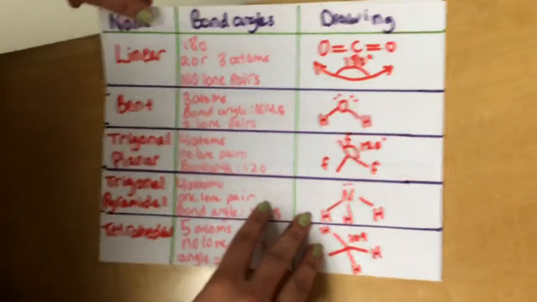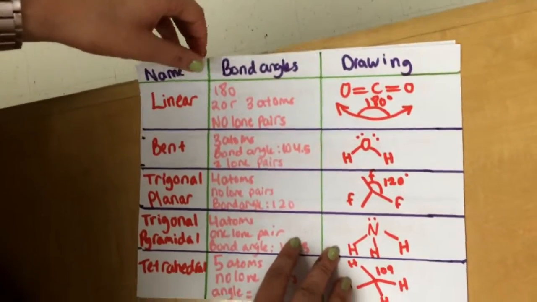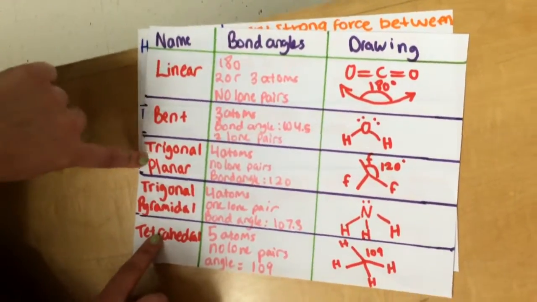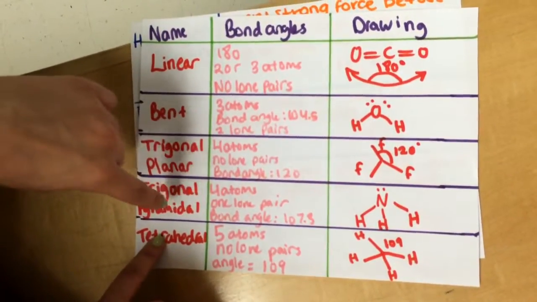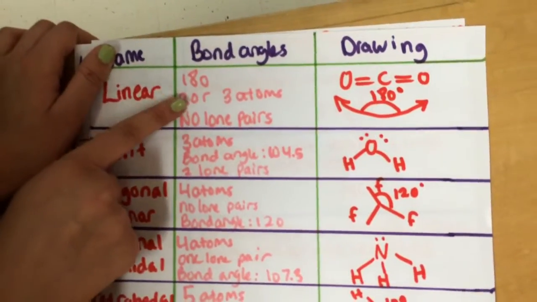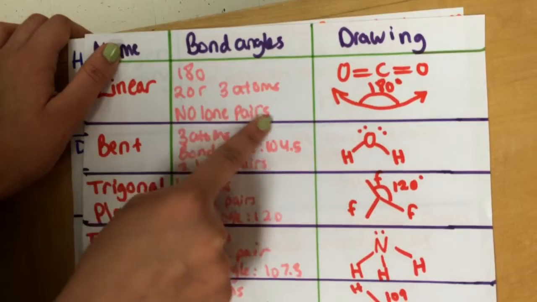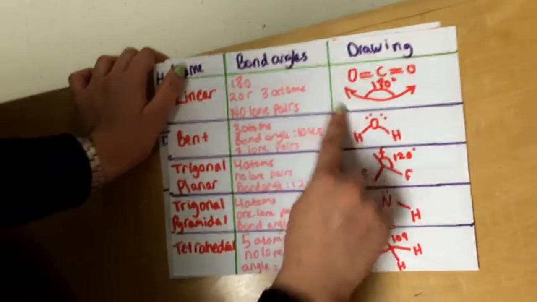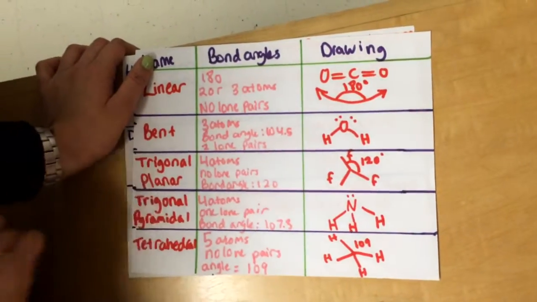Here we have bond angles. So there are 5 of them. We have linear, bent, trigonal planar, trigonal pyramidal, and tetrahedral. With linear, it has 180 degrees, it contains 2 or 3 atoms, it has no lone pairs, which is really important to note. And this is an example right here to show you what it looks like.